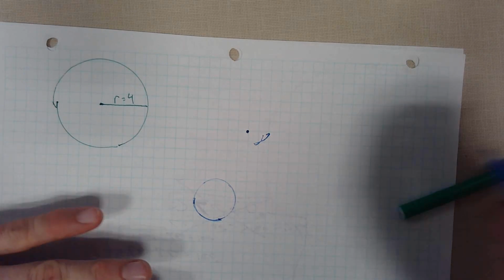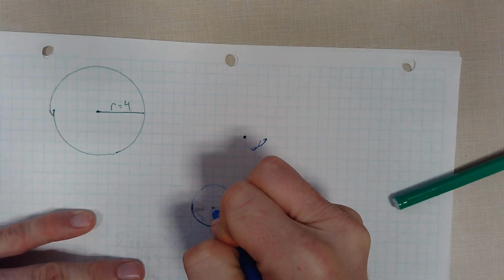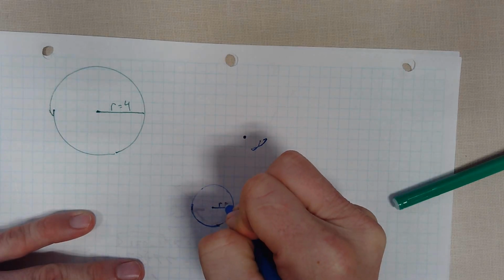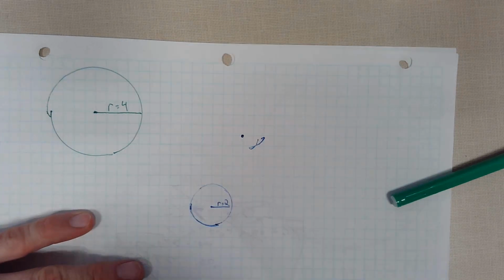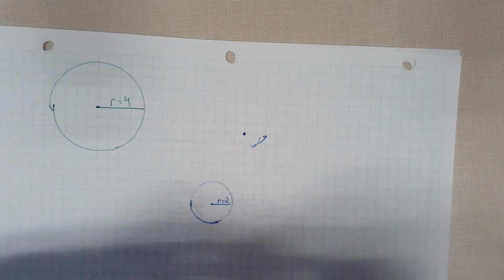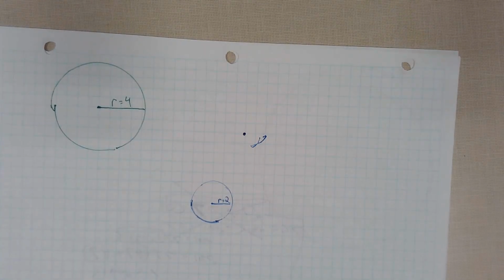That didn't turn out too bad. All right, so I have this one here, and this one's radius is 2. Okay, so I'm going to figure out two things about these two circles.